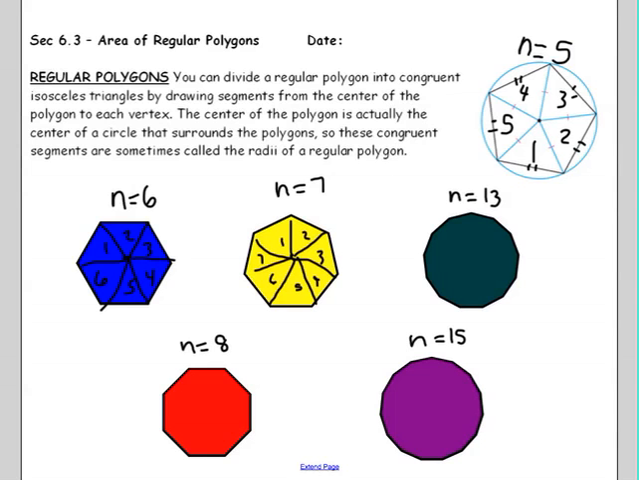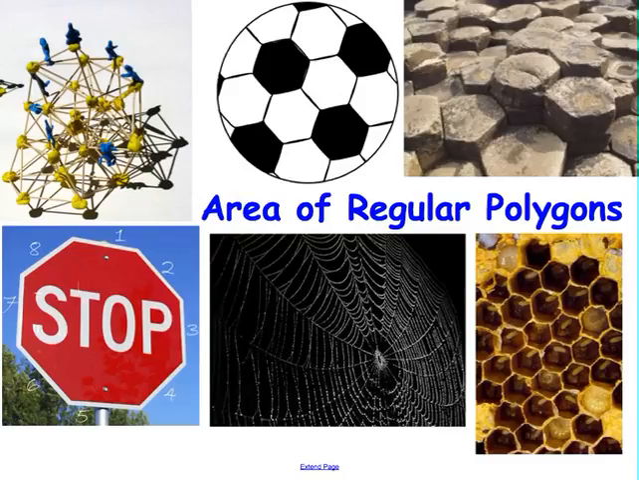Okay. Some of our favorite shapes here, again, we have a stop sign, we have a spider's web, we have the honeycomb, we have some paver stones, soccer ball, and chemical components here. Just a couple things that happen in real life as far as regular polygons go.